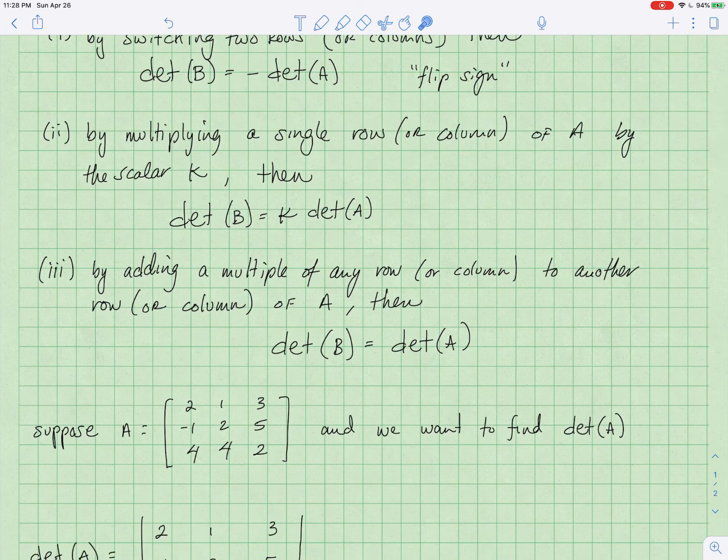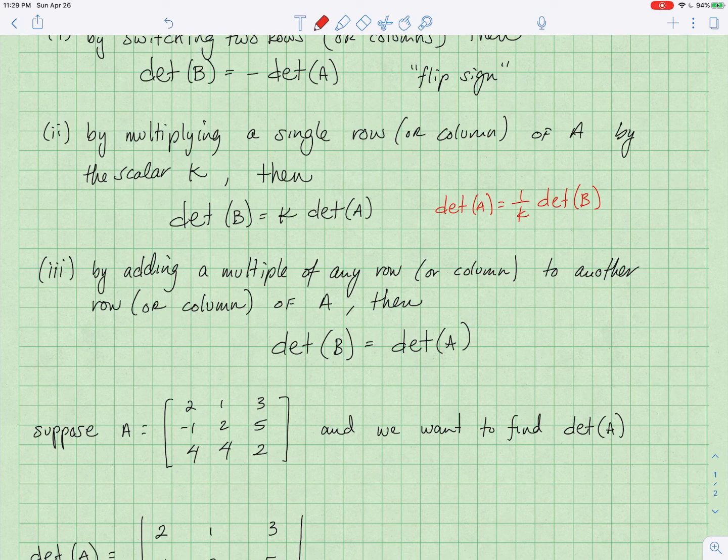The second property is, if you multiply a single row or column of A by a scalar, k, then the determinant of B is equal to k times the determinant of A. Or, I guess we could write the following, probably more important. The determinant of A is 1 over k times the determinant of B. So basically what this says is if you scale up A to get B, you have to scale the determinant of B back down by that same factor.